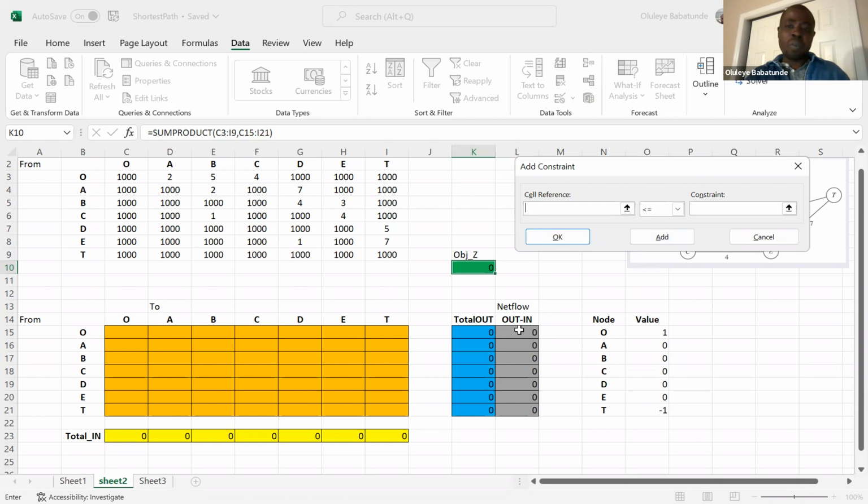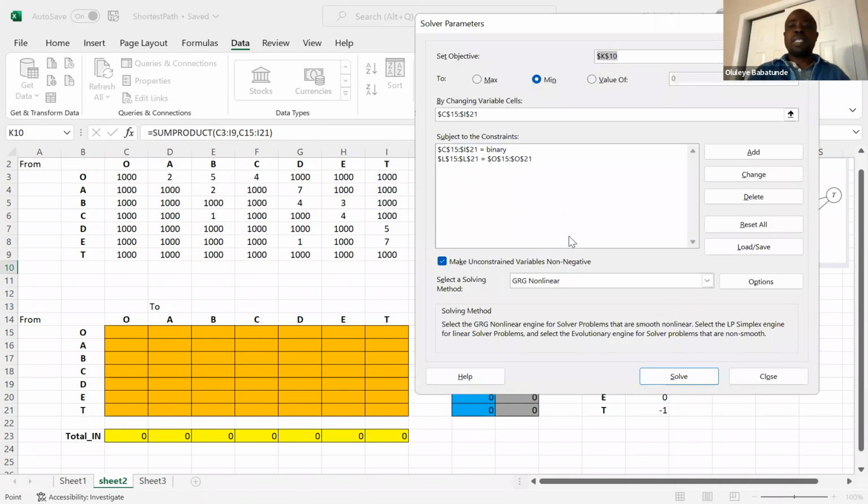I want to make sure what again, my out minus in column. I want to make sure from here down to here is exactly equal to from this value down to the last one. Okay, I think that is the final constraint. And then you have to say okay.